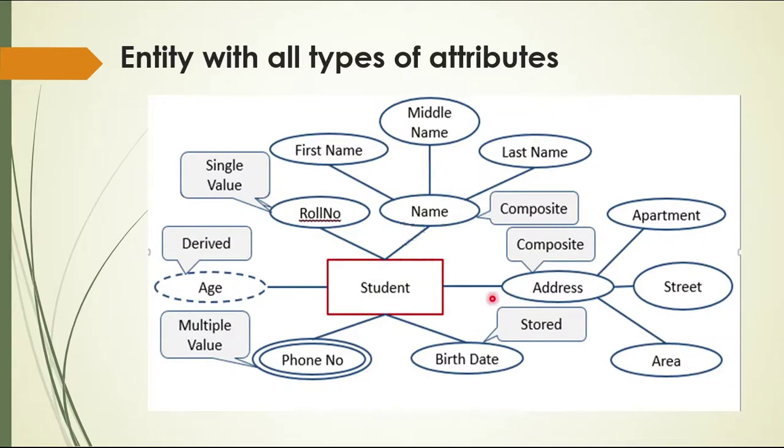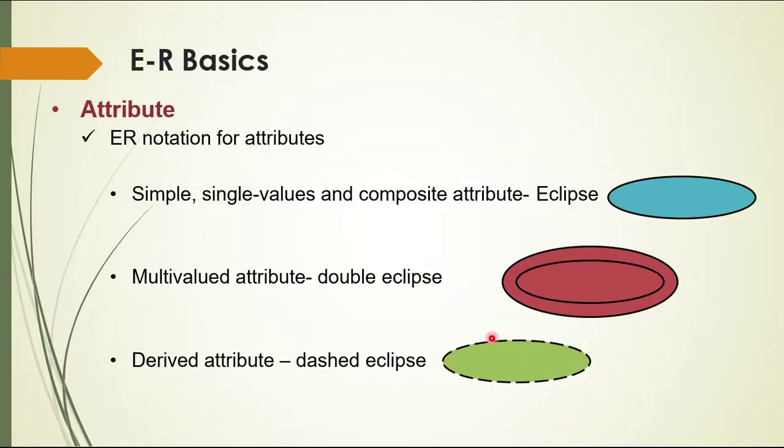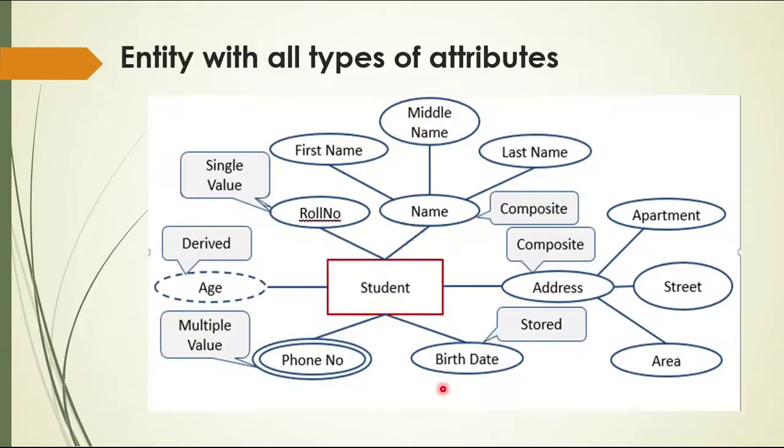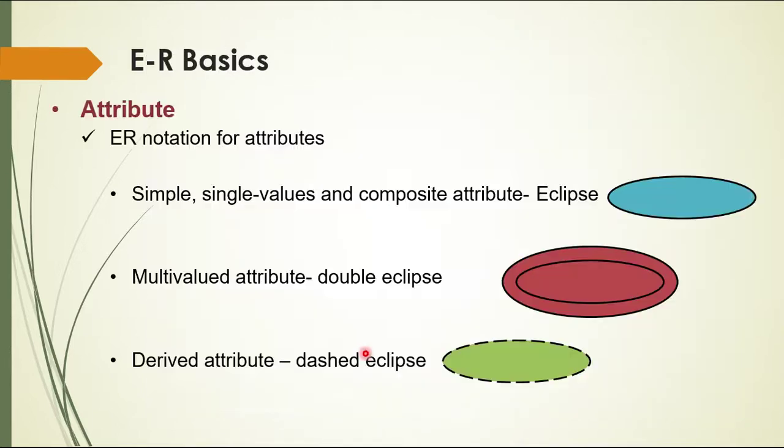Now I have a date of birth. Date of birth is used as a base or stored attribute, as I have explained earlier. Clear? So using date of birth and current date, I can find out the age of the student. So age is a derived attribute, and a derived attribute is represented using dashed ellipse. Clear? Now next is the phone number. Students have multiple phone numbers, so it is multi-value. Multi-value is represented with a double ellipse. Multi-value attributes, double ellipse. Clear?